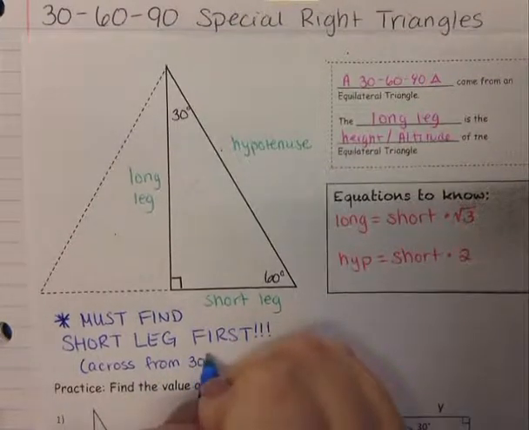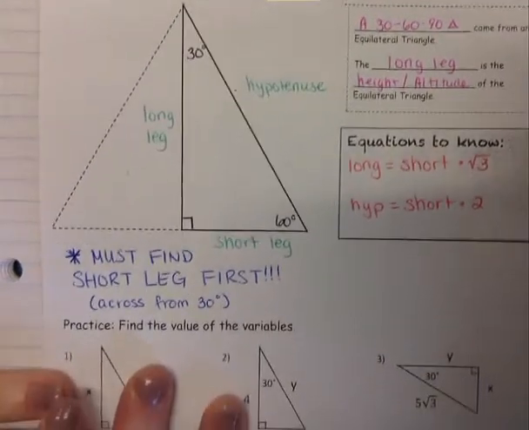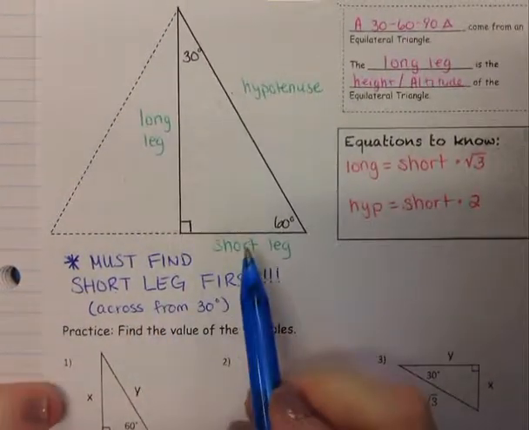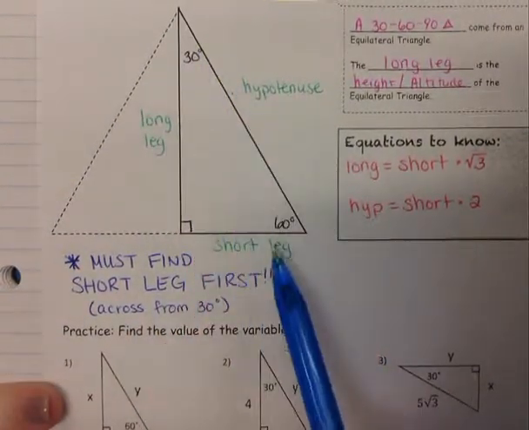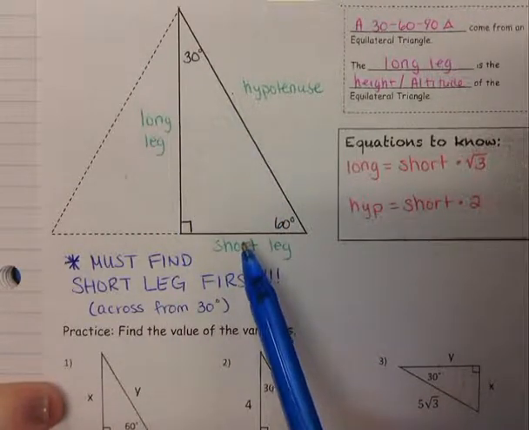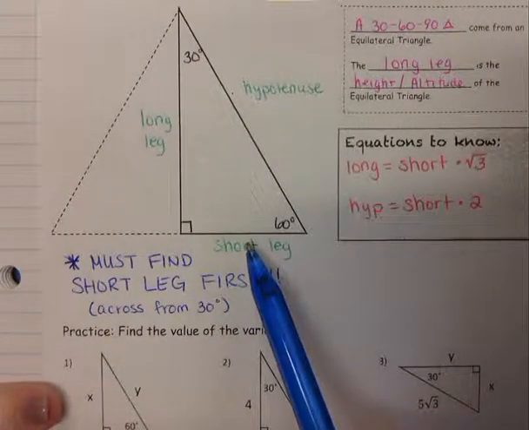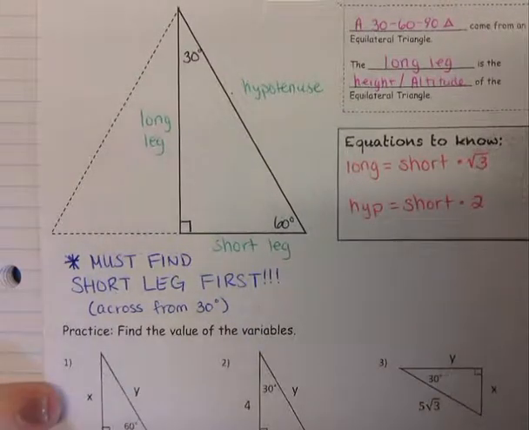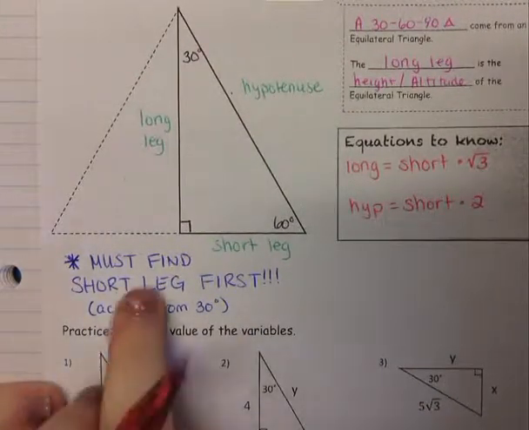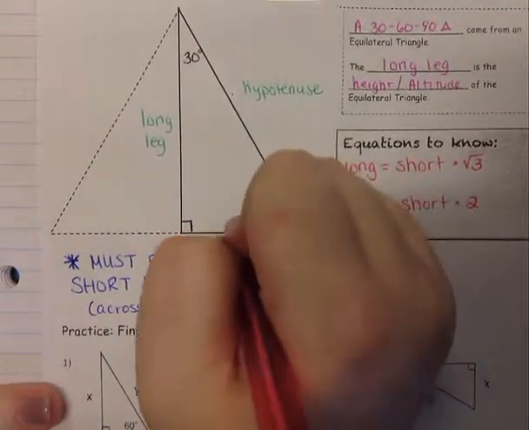So even if you don't have that equilateral triangle to notice which one is your long leg, you want to notice that your short leg is always going to be across from your 30 degrees because your smallest angle is opposite of the smallest side. So your 30 degrees, go across that, go to the other side. That's the side you want to find first. So with that being said, if the short side is what we want to find first, I'm going to call the short side x.